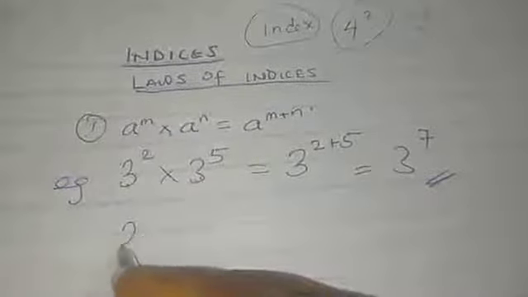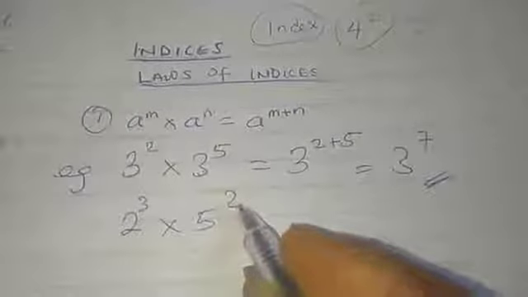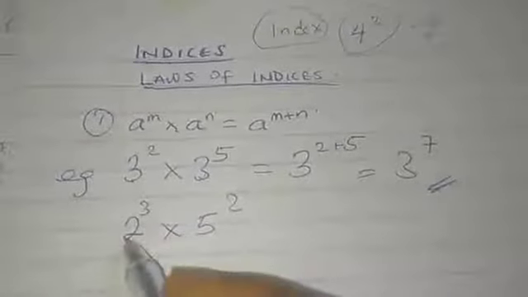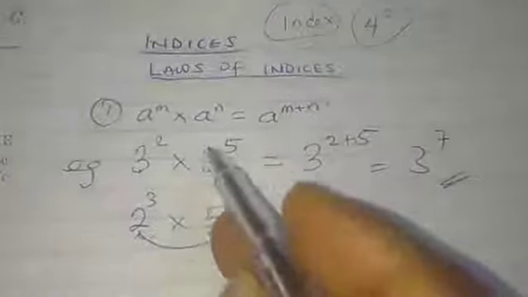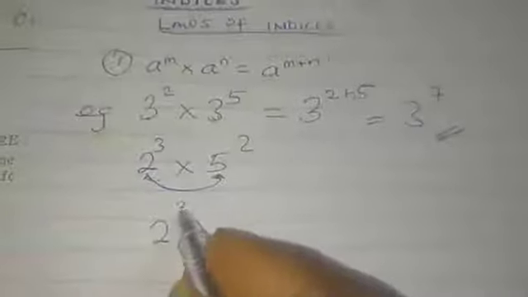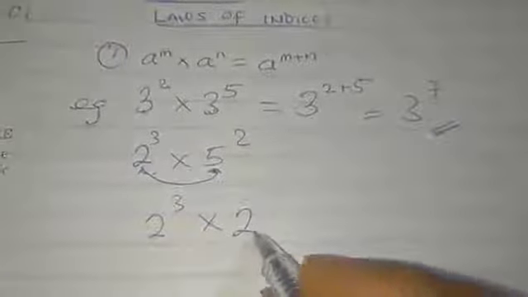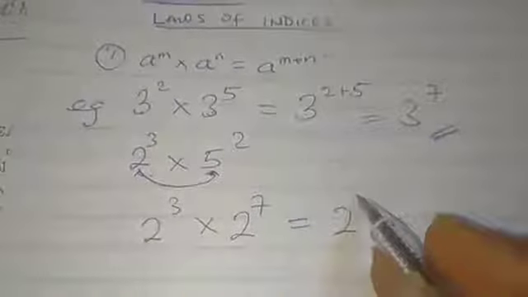But if you have something like this, let's say 2 raised to power 3 times 5 raised to power 2, here they don't have the same base. This and this are not the same, so we cannot apply the law here. But when you have something like this, 2 raised to power 3 times another 2 raised to power 7, the law says it will be 2 raised to power 3 plus 7.